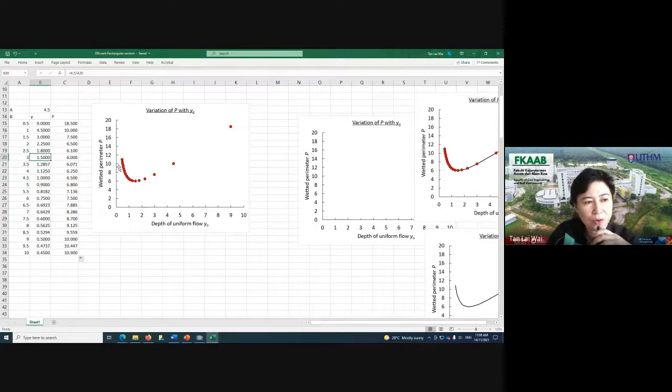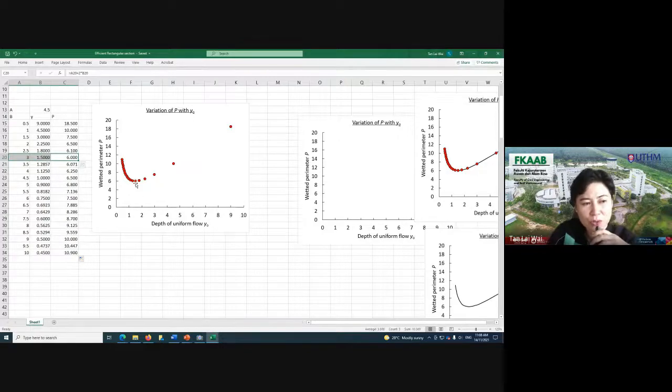So this is the plot which shows that with varying channel width and depth of flow, you'll get varying wetted perimeter. Now, in order to get the minimum wetted perimeter, of course, mathematically we'll find dP/dy equals 0. So you'll definitely get P minimum.